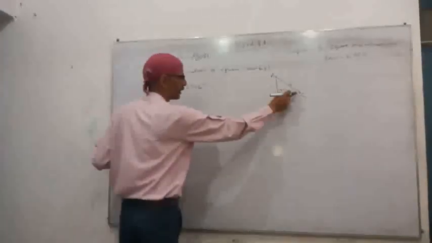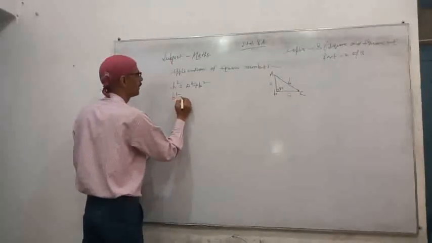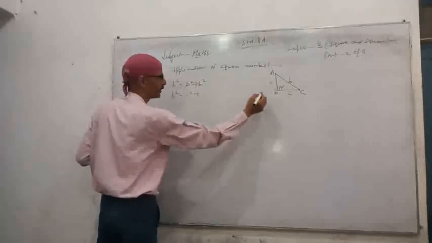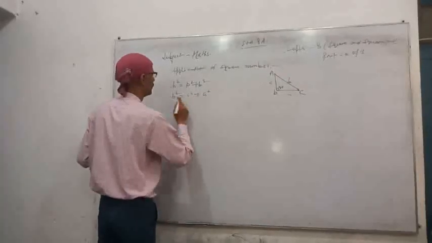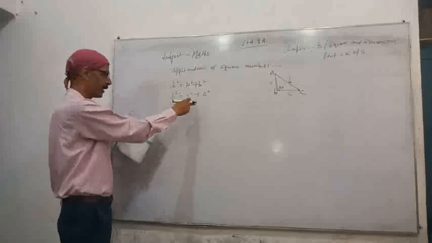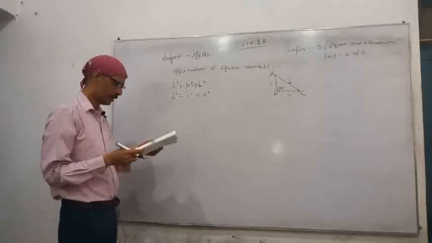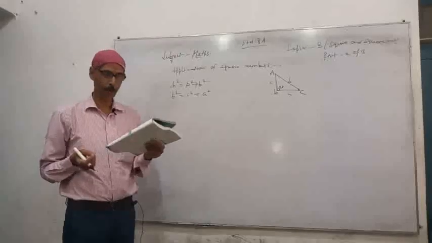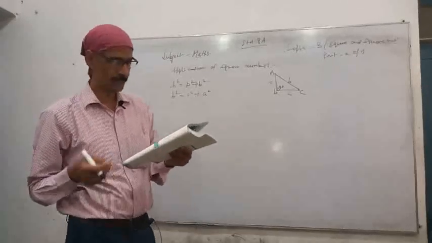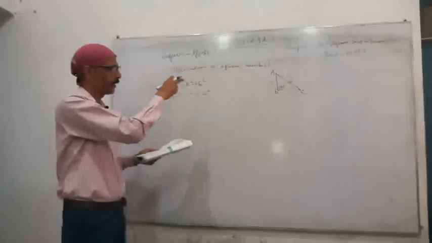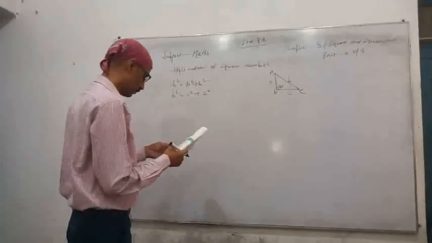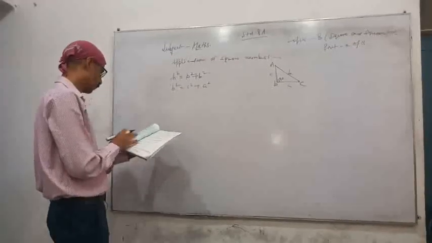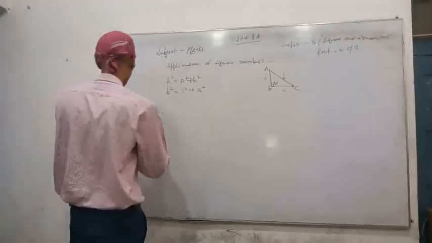So hypotenuse side is given B, perpendicular side is C and base is A. This is B squared is equal to C squared plus A squared. This is known as the Pythagoras theorem, which states that the square of the length of the hypotenuse is the sum of the squares of the other two sides, A and C. So now you can do some questions based on the Pythagoras theorem.